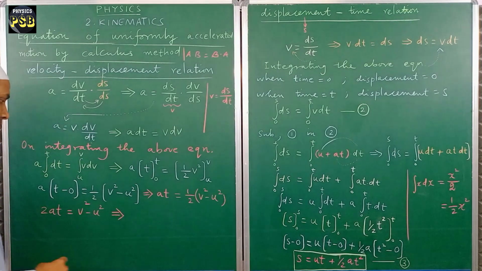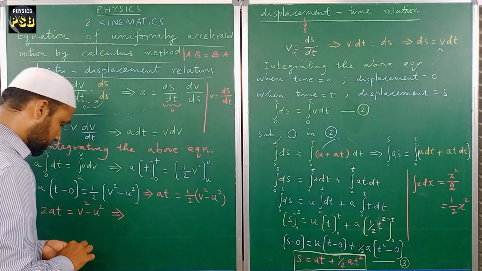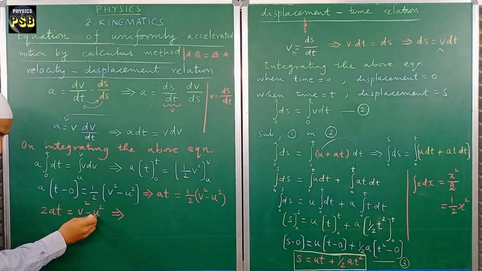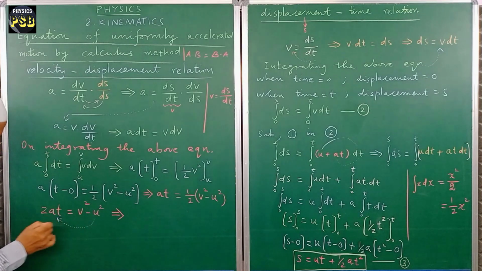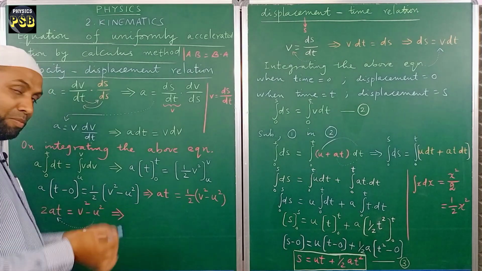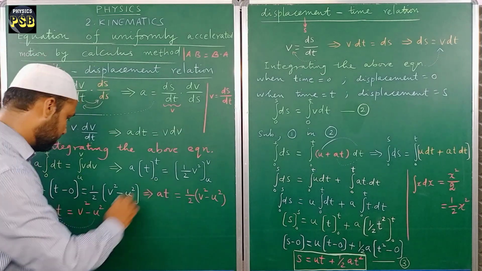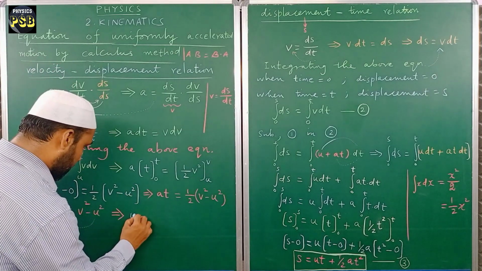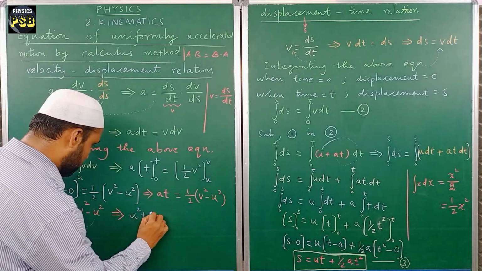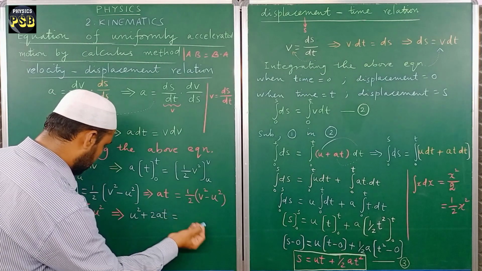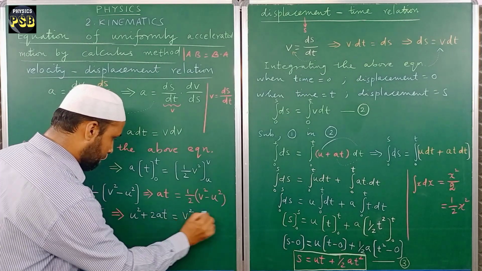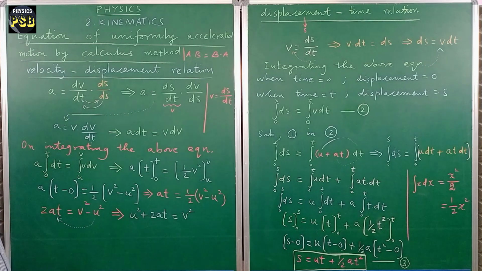Now I rearrange it. I take u square. If I do so, minus u square will become plus u square. u square plus 2at is equal to v square. Okay.